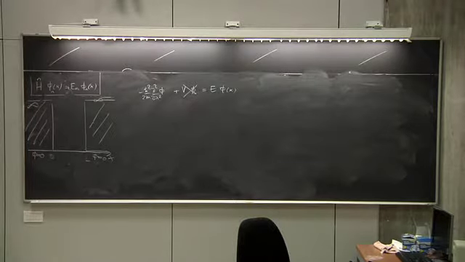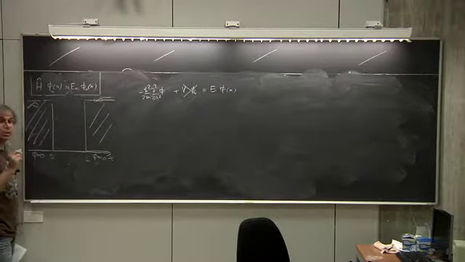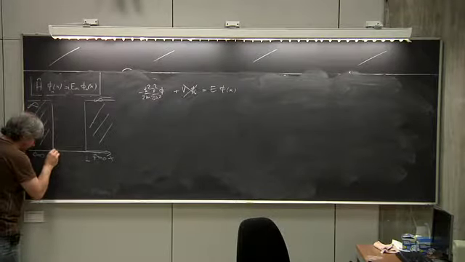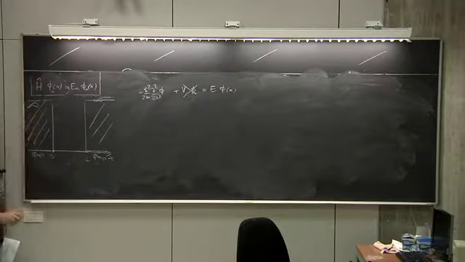Zero is the only antidote to the infinity in some sense. But what about the function here? The function here can be anything, but it should be continuous. Therefore, it should start from zero here. So these two points, the function should be zero.